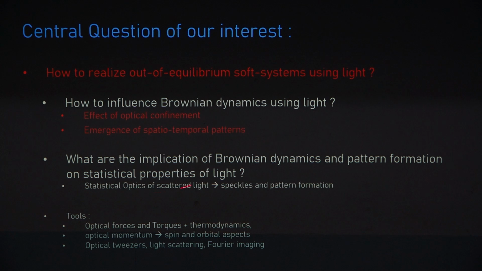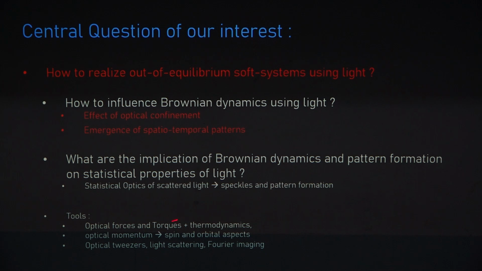Now, central to this is a very interesting part of optics which is called statistical optics, which is generally not discussed when you consider, let's say, conventional optical interactions. But there is a lot to learn about all parameters of light, which I am going to show you in a few minutes, where the statistical aspects of the light which is emerging out of disordered matter can give rise to some very interesting prospects, including speckles and, of course, pattern formation.